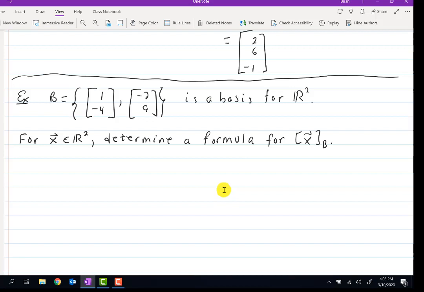So what I'll get then is x b will equal, let's call this the solution, will equal pb inverse x. Well, the pb that we're talking about is really right here, 1, negative 4, and negative 2, 9. And let me replace x with xy.